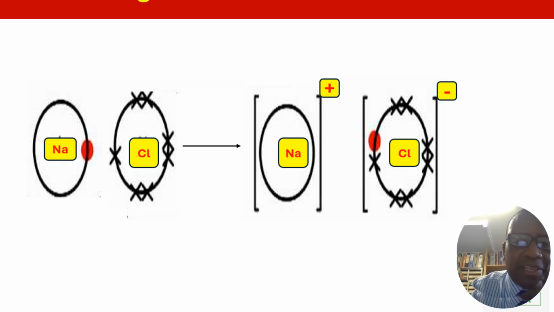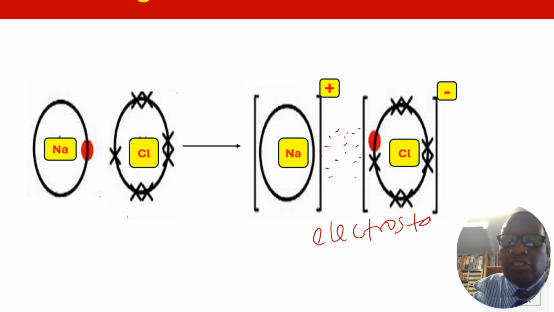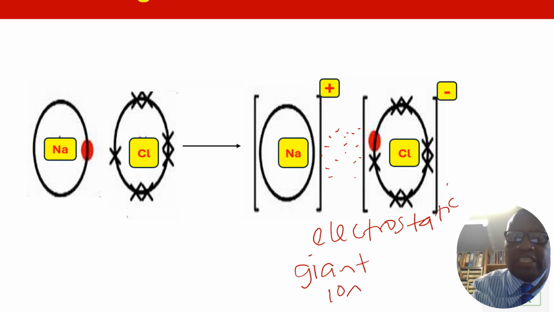And when they have done that, when they have transferred and received electrons, there are forces of attraction between these oppositely charged ions. We've spoken about those electrostatic forces of attraction that bring the ions together and they form a giant ionic lattice.